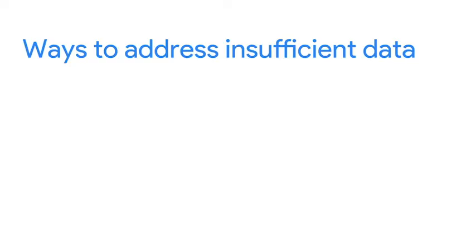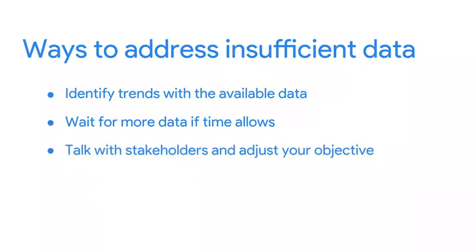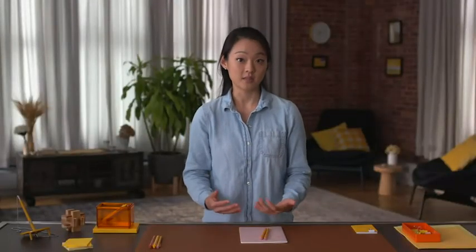So that's just a few of the most common limitations you'll come across, and some ways you can adjust them. You can identify trends with the available data, or wait for more data if time allows. You can talk with stakeholders and adjust your objective, or you can look for a new dataset. The need to take these steps will depend on your role in your company, and possibly the needs of the wider industry. But learning how to deal with insufficient data is always a great way to set yourself up for success. Your data analyst powers are growing stronger, and just in time.